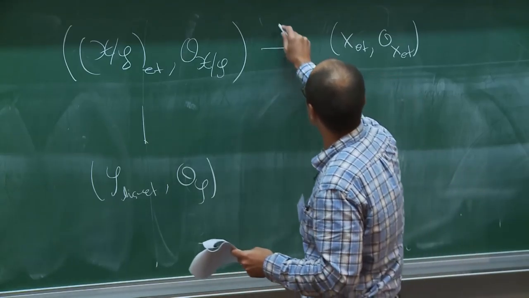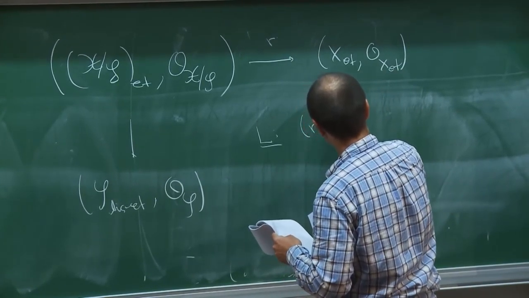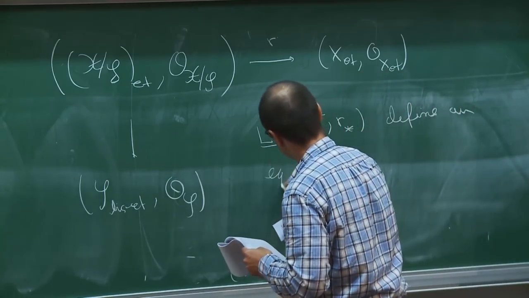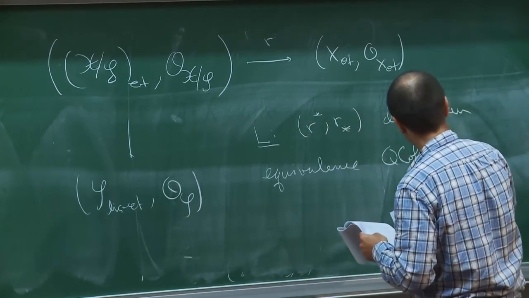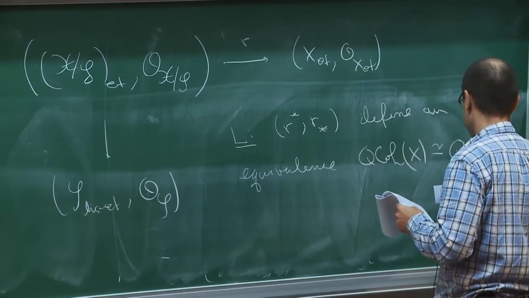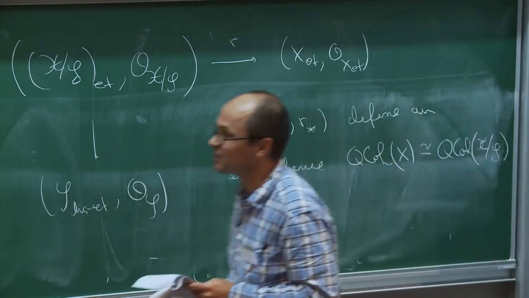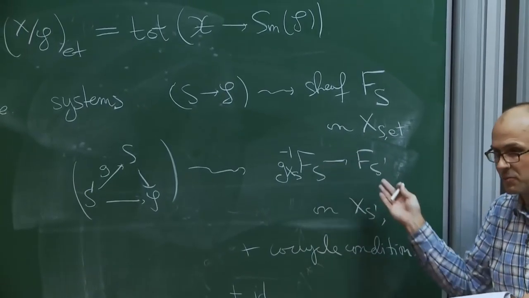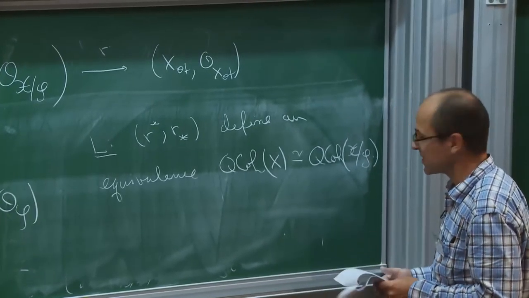The point is, let's call this R. There's a little lemma: f upper star and f lower star define an equivalence between quasi-coherent sheaves on X and quasi-coherent sheaves on this topos, which just means a sheaf of O-modules such that each F_S is a quasi-coherent sheaf and the transition maps are isomorphisms. Tensoring, yes, of course. And that's, again, sort of an exercise in flat descent.